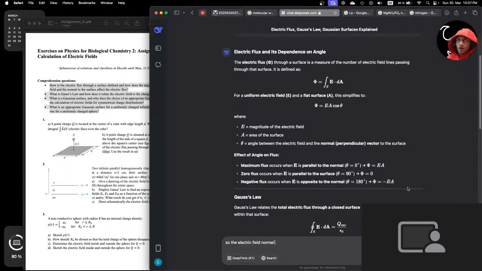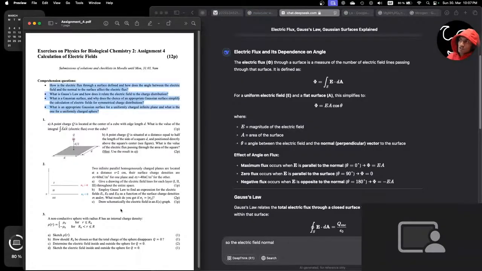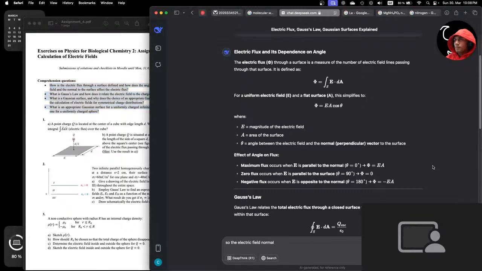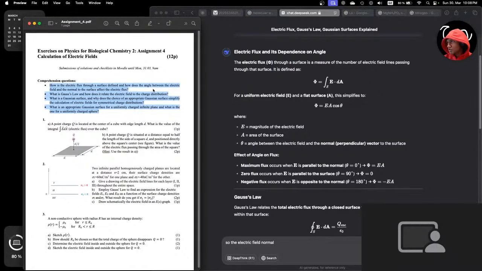Yep. I gotta do the physics assignment, which should be submitted by tomorrow morning, which I'm not gonna wake up for. So I gotta do it tonight. So electric field, normal. Oh, what? I did not understand. Electric field and the normal to the surface effect.